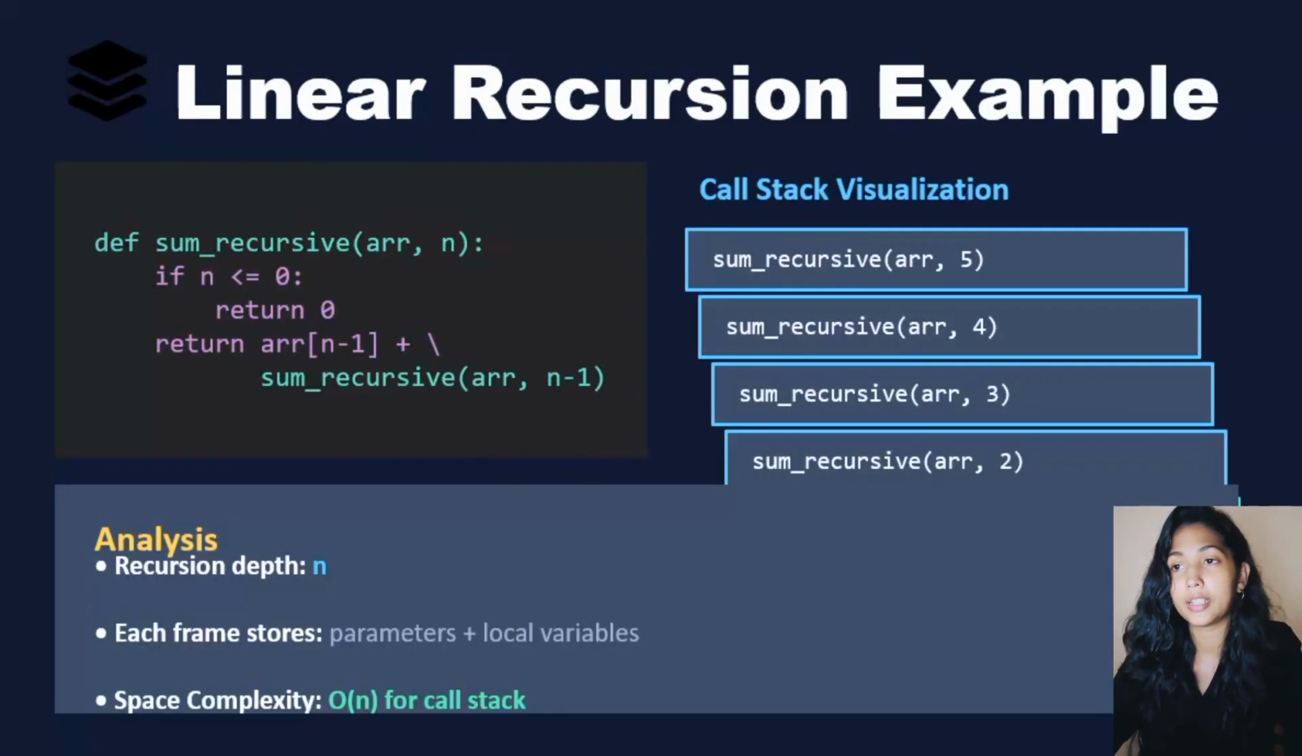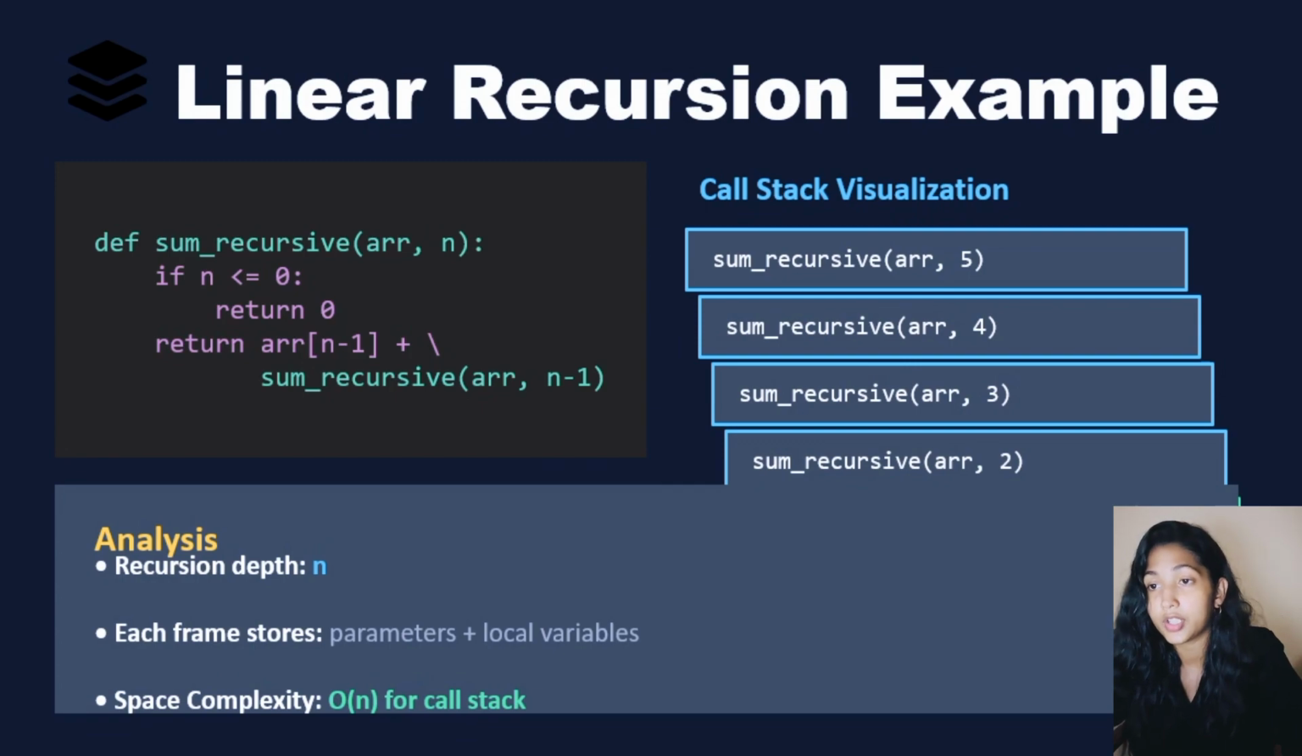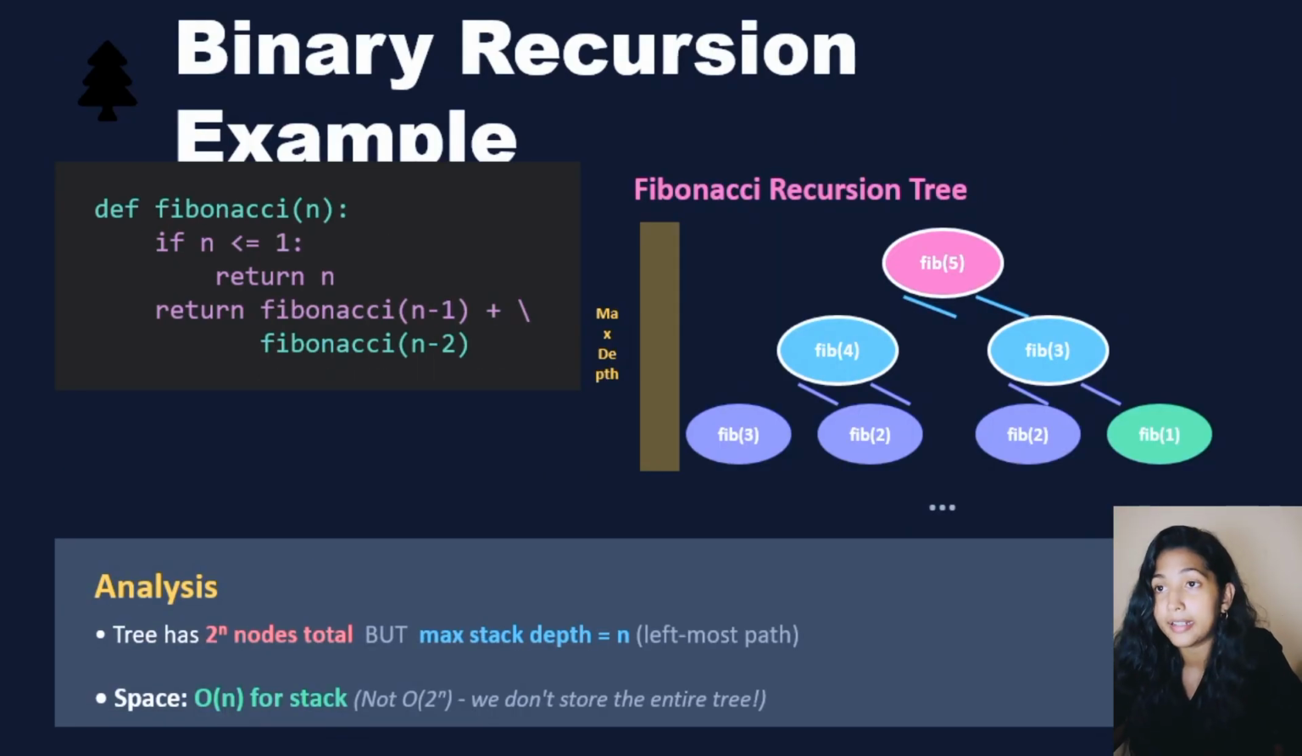So let's move on to the linear recursion example. The recursion depth is n, and each frame stores a parameter plus a local variable, and the space is constant per call on the call stack. And now the binary recursion example.